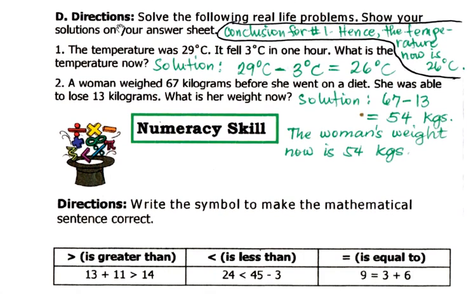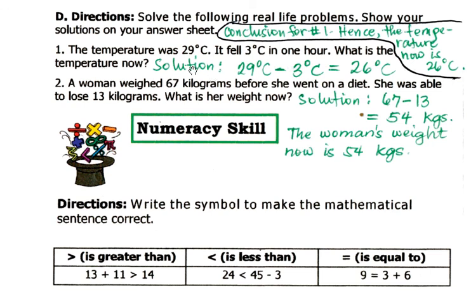We move on to the letter D. For the direction, we have to solve the following real-life problems. Show your solutions on your answer sheet. In my case, I have shown you the solution here. Number 1, the temperature was 29 degrees Celsius. Then it fell 3 degrees Celsius in 1 hour. What is the temperature now? Assume that now is after 1 hour.